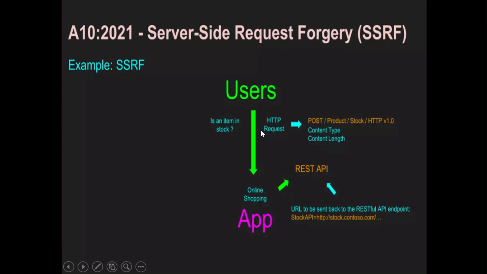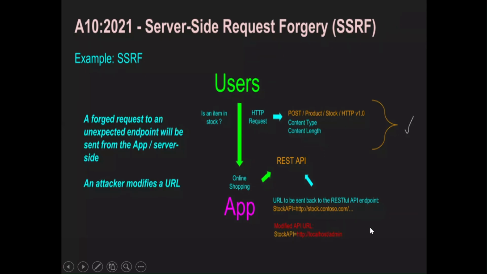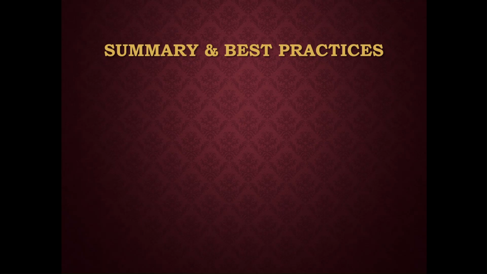Here a user is using an online shopping app, checking whether the stock items exist or not. Using an HTTP request with content type and content length, he is trying to use URLs starting with HTTP. When passing this, the API URL can be modified like this: HTTP localhost/admin. Using this, the localhost admin path can be accessed through this SSRF vulnerability attack. The attacker is modifying this URL.